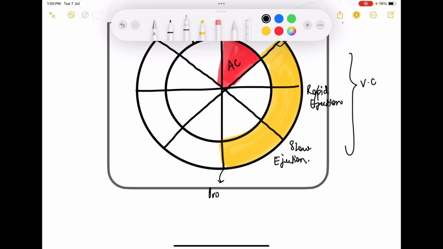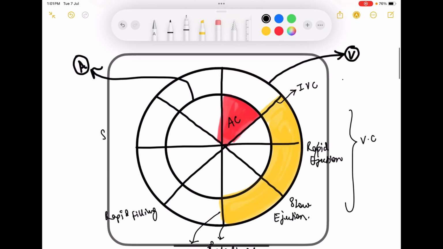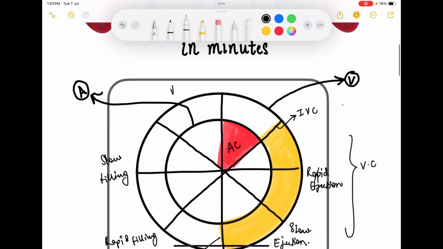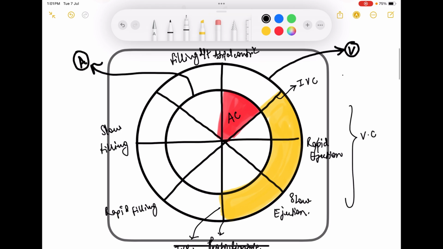This is the most initial phase, that is protodiastole. Then this is isovolumic relaxation. This is rapid filling phase. And the next one is slow filling phase. And then at last, this is filling due to atrial contraction. And that's the cardiac cycle made simple.